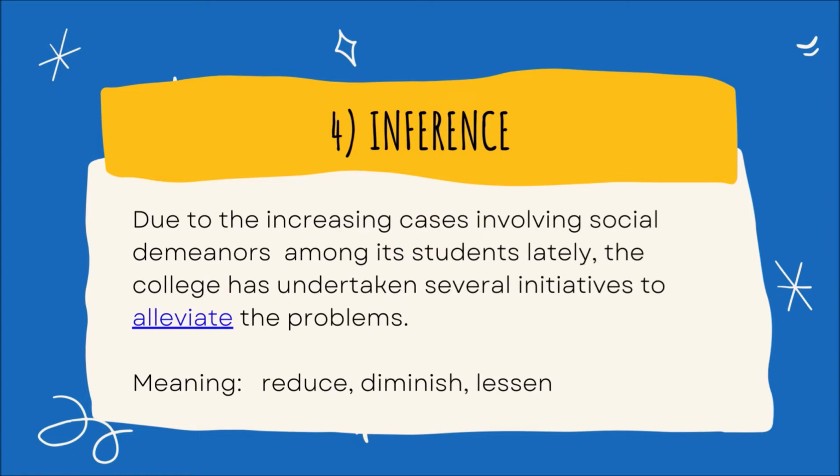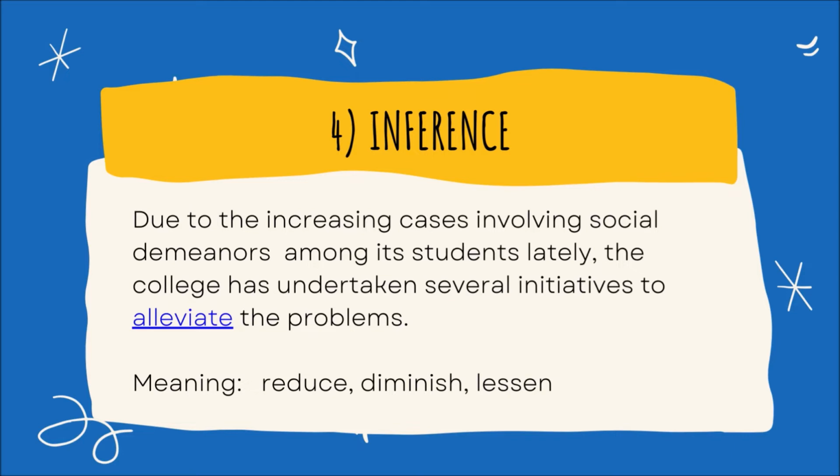The last one is inference. Inference means you use something that you already know, something that you are already familiar with, in order to guess new information. So it has something to do with predicting what will happen in the future, or what is the effect of something based on the thing that happened before that.